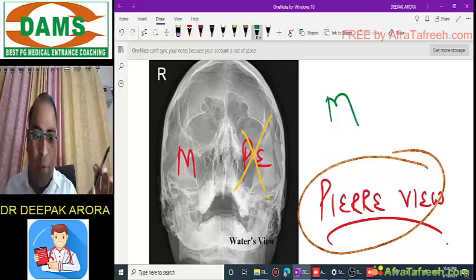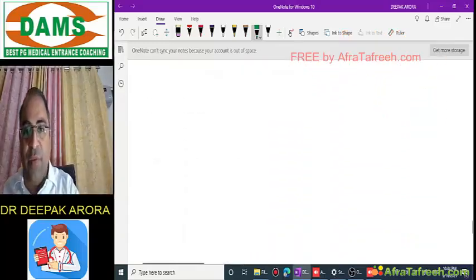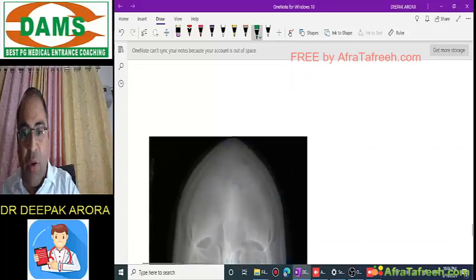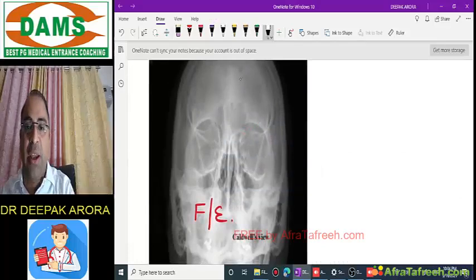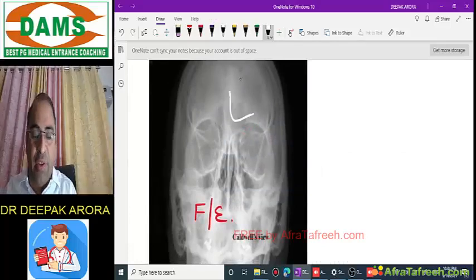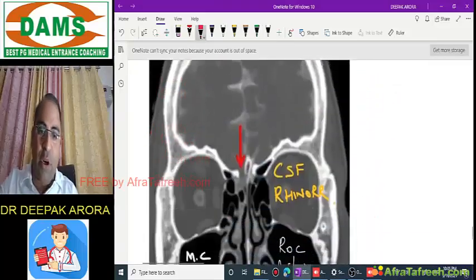What is the view? Open mouth. Pierce view. Maxillary X-ray of choice. Posterior ethmoid not visible. Caudal, everyone speak caudal, long face. If the examiner shows you a long face, it is caudal view. Long face, caudal view. For what? Sir, frontal and ethmoid. No other question will come. Caudal, long face. Waters, broader face.